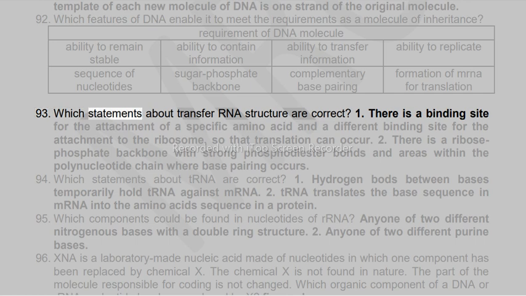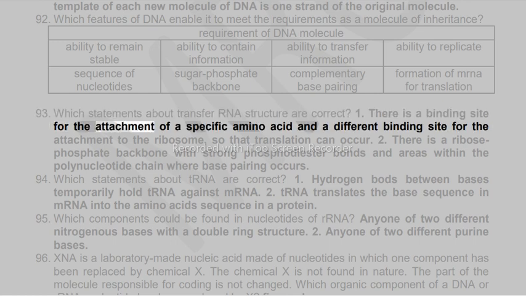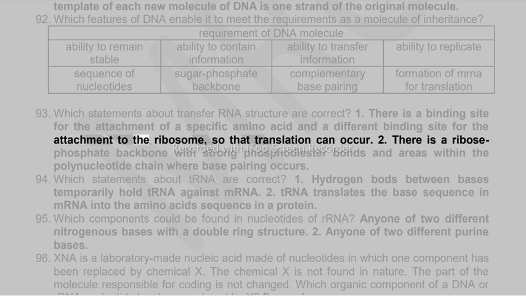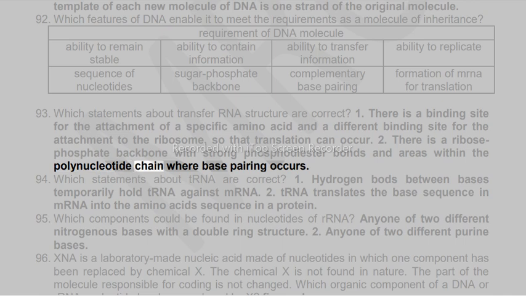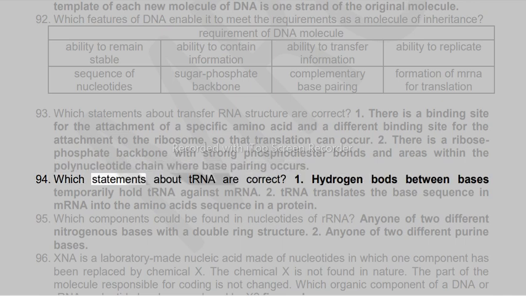93. Which statements about transfer RNA structure are correct? 1. There is a binding site for the attachment of a specific amino acid and a different binding site for the attachment to the ribosome, so that translation can occur. 2. There is a ribose phosphate backbone with strong phosphodiester bonds and areas within the polynucleotide chain where base pairing occurs.